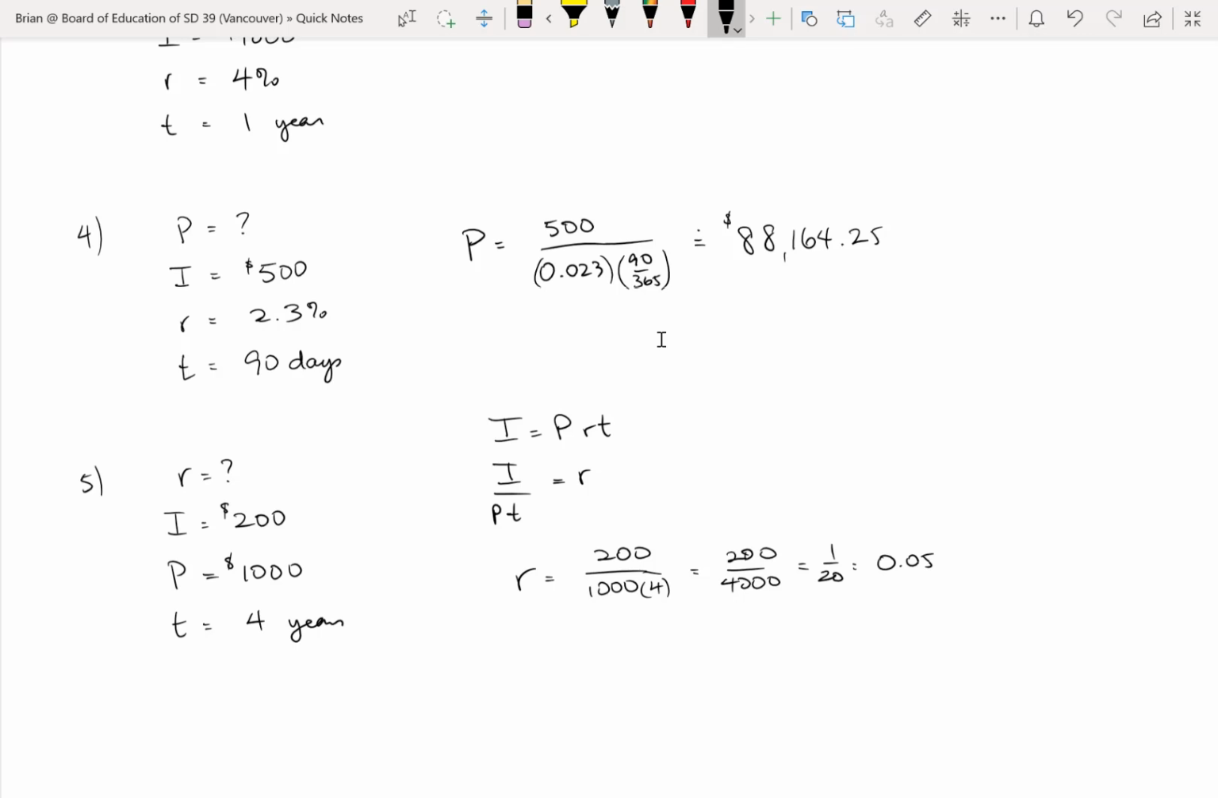So you can write the rate as a decimal. It's perfectly acceptable to say R is equal to 0.05. But more commonly, you might see it expressed as a percent. So you could also write it as 5%. Now, in this case, it's exactly 5%, but if it were a whole bunch of decimals and you were wondering, well, what do I round it to?